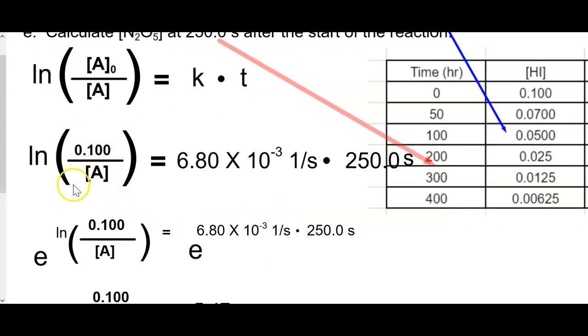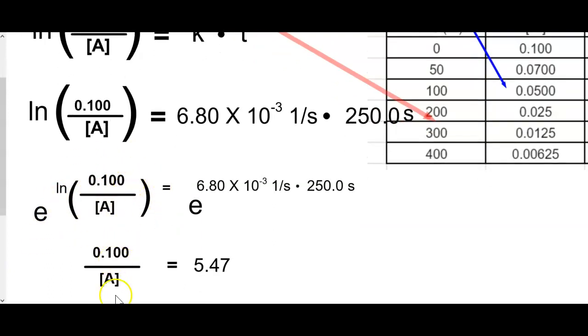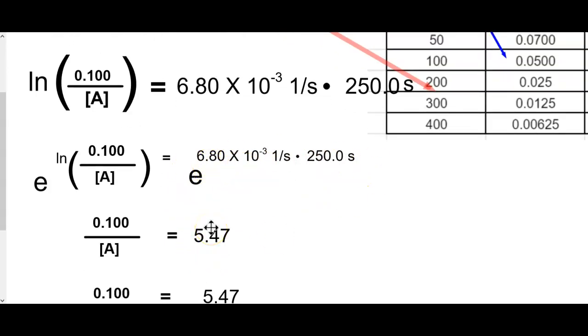Now, I have an unknown trapped inside my ln. If you have an unknown trapped inside an ln, you must e both sides. Take e to the x for both sides. When I e an ln, that makes it go away, and the piece inside drops down. So e to the ln is like canceling both, and then I can take e to this value. I'm going to punch this into my calculator, hit second ln, or the reciprocal of ln, so the e to the x button. When I take that, I get this. You should be checking on your calculator to make sure you can get my numbers. Remember, e to the ln makes the ln cancel. This drops down. I numerically get this value of 5.47.